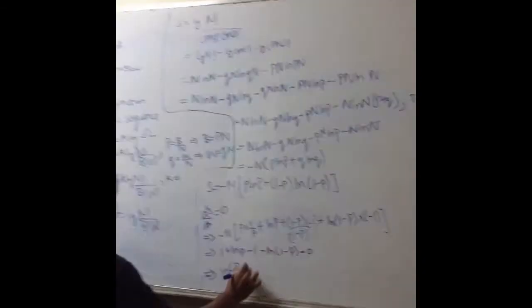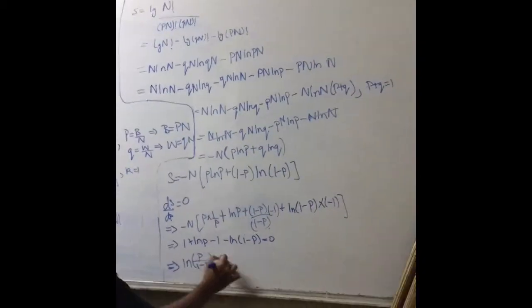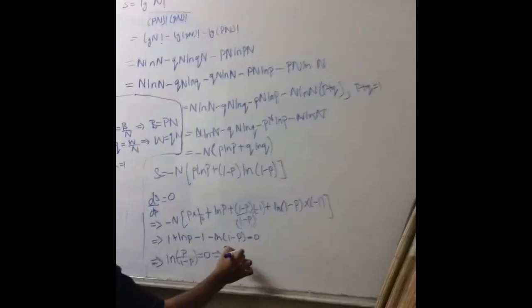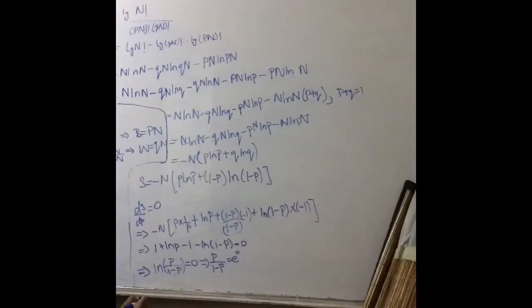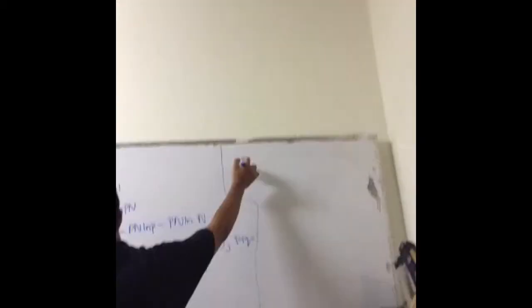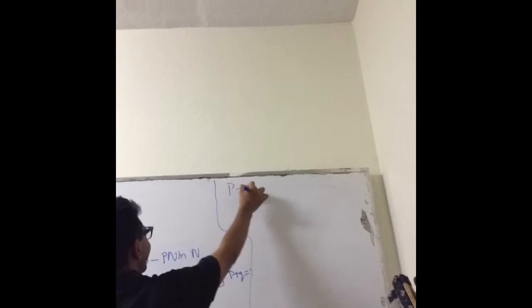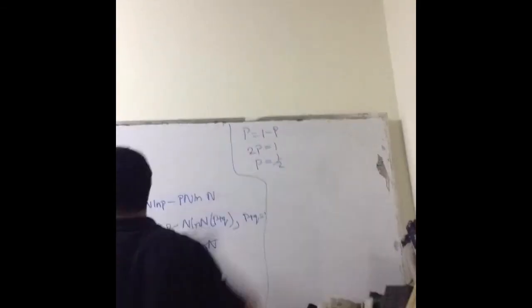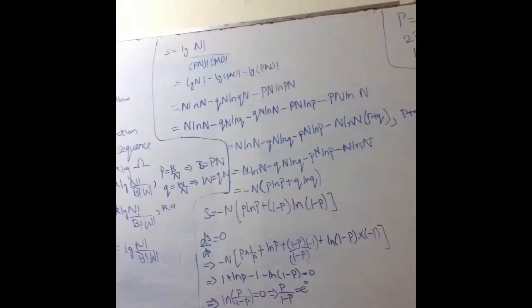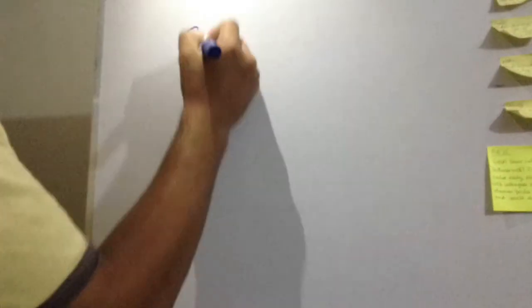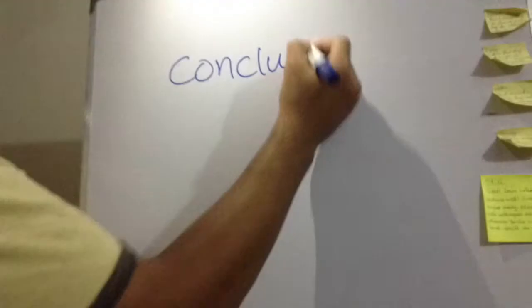So we come to the equation natural log of p over 1 minus p is equal to 0, which implies p over 1 minus p is equal to e raised to the power 0, which is equal to 1. So p is equal to 1 minus p, where 2p is equal to 1 and p has a probability of half. Now coming to the conclusions.